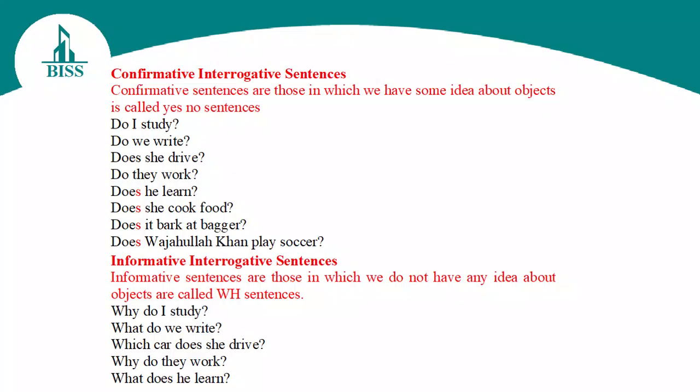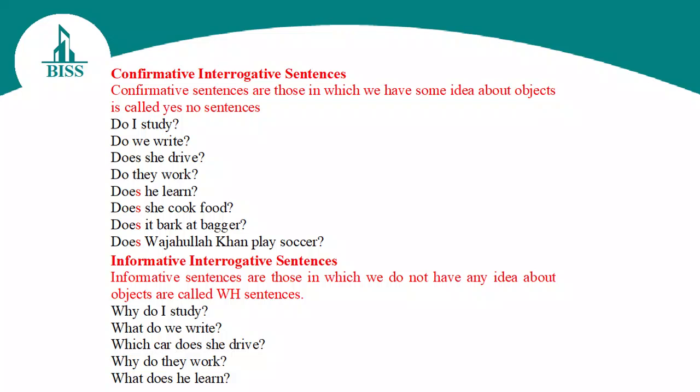Confirmative interrogative sentences. Confirmative sentences are those in which we have some idea about objects, and are called yes-no sentences. Do I study? Do we write? Does she drive? Do they work? Does he learn? Does she cook food? Does it bark at Bagger? Does Wajahullah Khan play soccer?